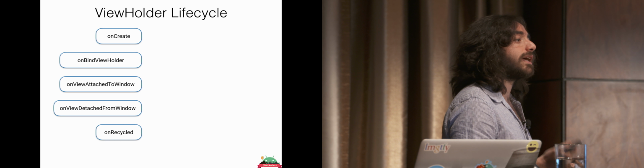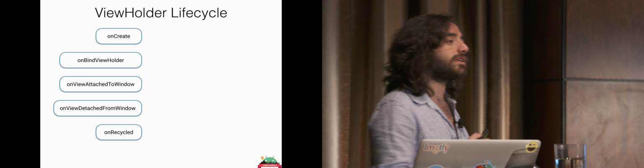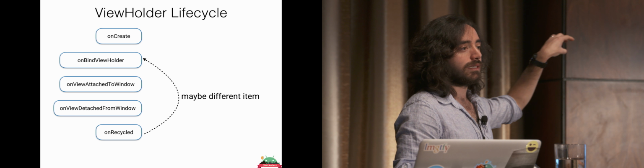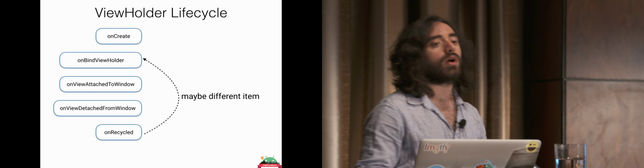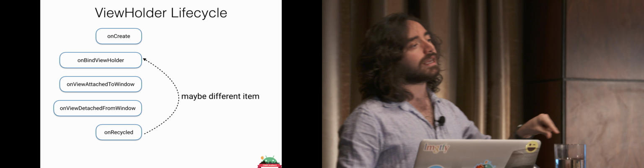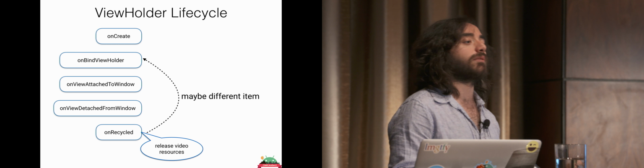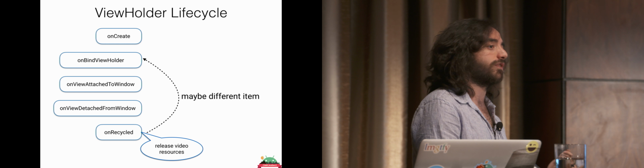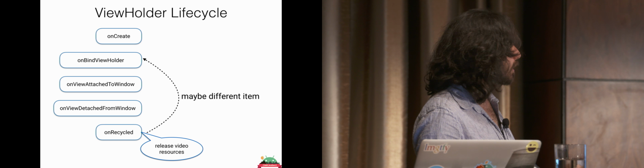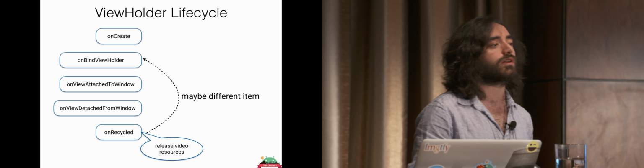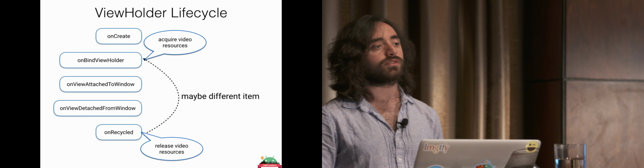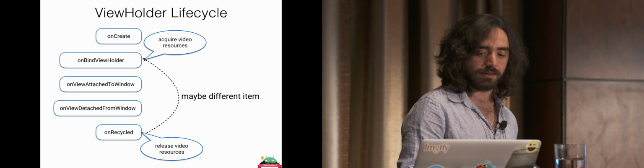Now, we may recycle a view holder. Once we recycle a view holder, that means we will always call onBind. It may or may not be the same item. Probably it will be a different item, but we will always call onBind. So when onViewRecycled is called, it's actually a good time to release the expensive resources. If you had a bitmap, let's release the reference to the bitmap so it can be reused. Because when onBind is called, you can just reallocate all these things. So in the onBind method, in this case, you will acquire the expensive video resources because you have released them.